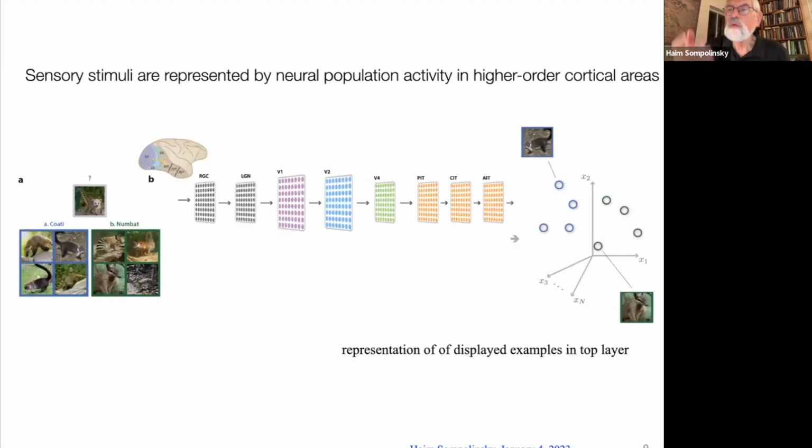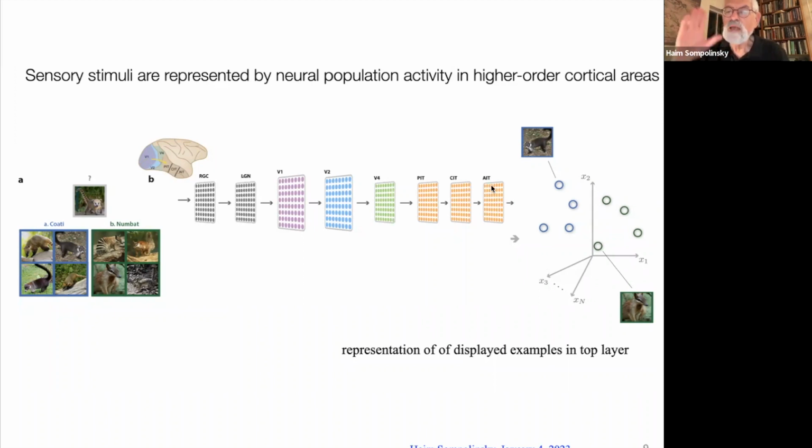Now, how do we go about it? If we want to translate it into a neural algorithm, we have to decide what the decision model will be. So here, for instance, we have 4 images of coati and 4 images of numbat and a test image. How do we decide, hypothetically, whether it is concept 1 or concept 2? The algorithm that we are using is the following. We take all the images and propagate them through the visual hierarchy. The first stage is a simple feedforward approach. The first stage is the retina, then LGN, V1, V2, V4, some intermediate stages, and then at the end, IT cortex. So we pass them through this.